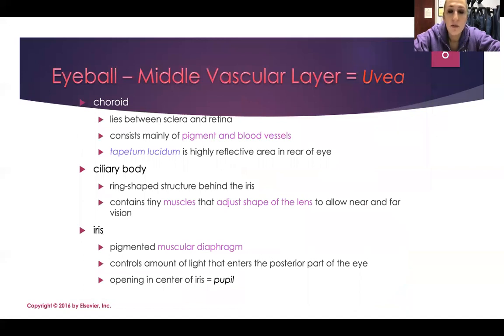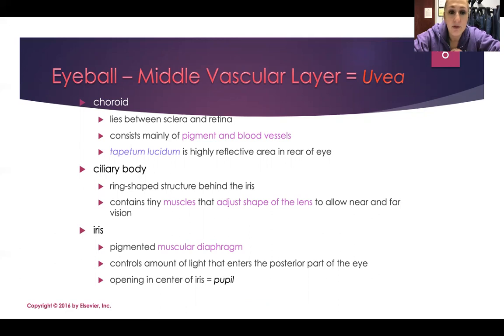Now we're on the middle or the vascular layer of the eye, which is also called the uvea. In this layer is the choroid, which lies between the sclera, which is the white of the eye, and the retina. So remember, we're talking about the back of the eye because the retina is the structure that lines the back of the eye. So that sclera is the white, so the back of the eyeball. In between that is the choroid. It consists mainly of pigment, which is why it is very dark colored black back there, as well as blood vessels, which makes sense since it's called the vascular layer of the eye.